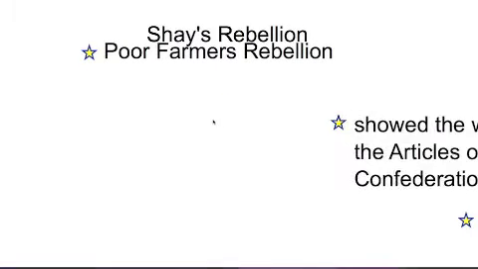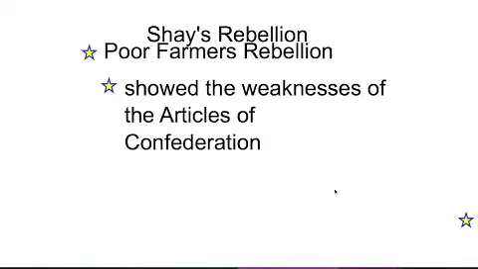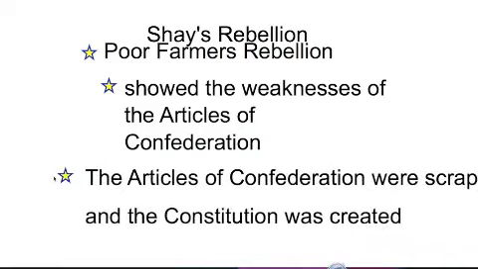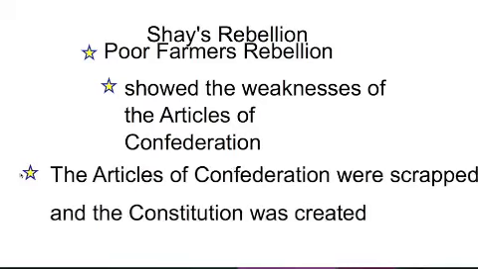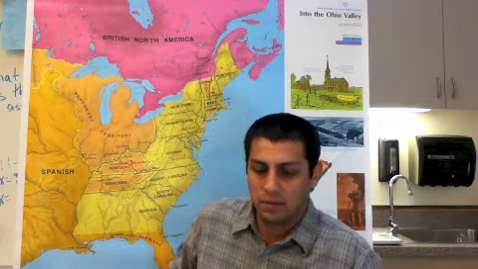I'm not going to get into that because we've gone over it extensively, but after Shay's Rebellion, they went back to revise the Articles of Confederation and ended up scrapping them and writing a whole new constitution. And that's the same one that we have today, 225 years later.